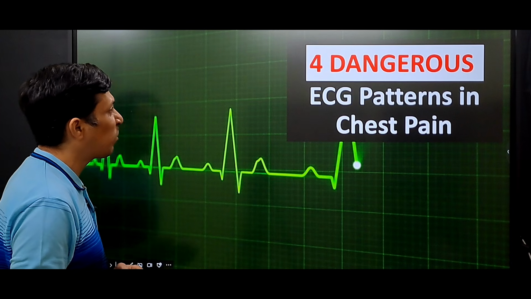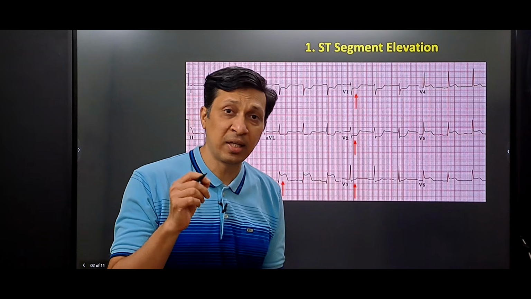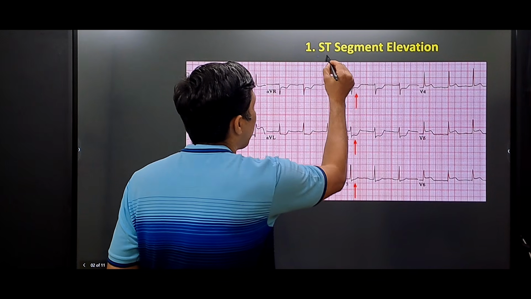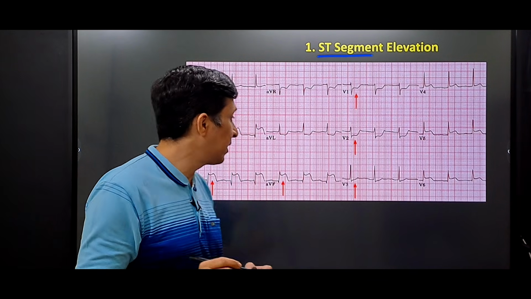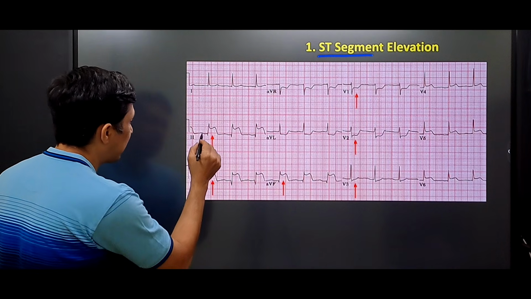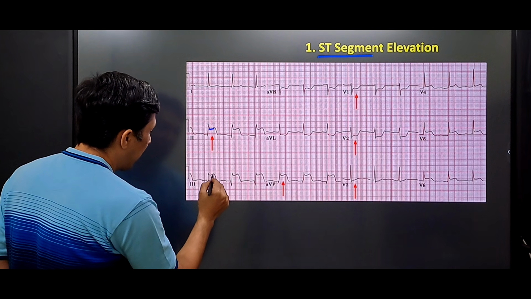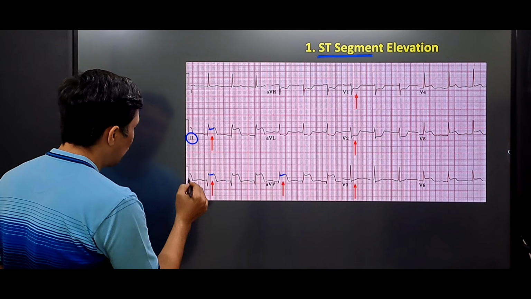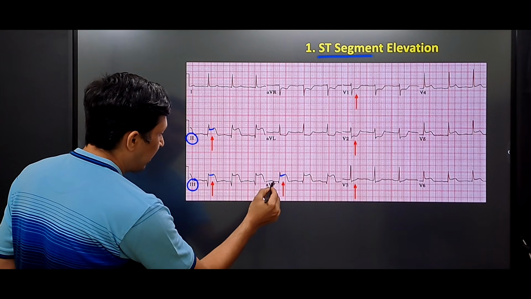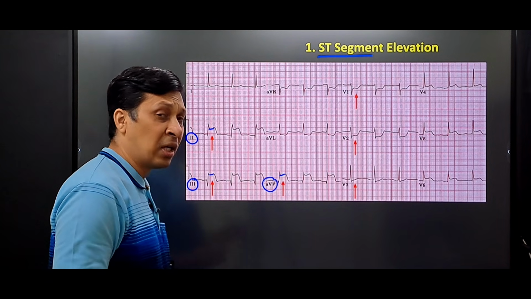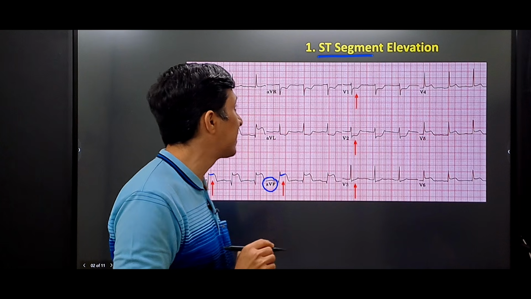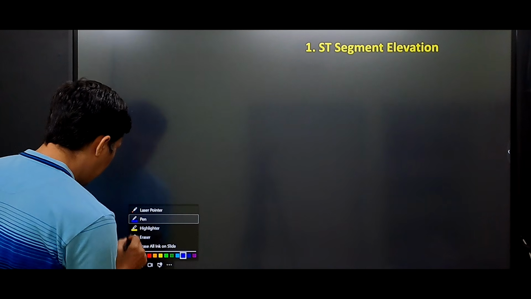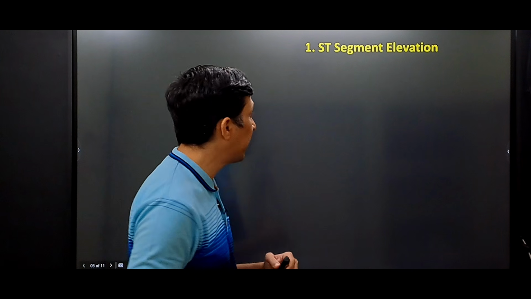So the first and the most important and the most dangerous pattern that one should never miss is ST segment elevation. As you can see in this ECG, there is ST segment. This is the ST segment and this ST segment is elevated in 3 leads, that is lead 2, lead 3 and lead AVF. Now let's see how this ST segment elevation occurs and what are the criteria to say that this is really ST segment elevation.